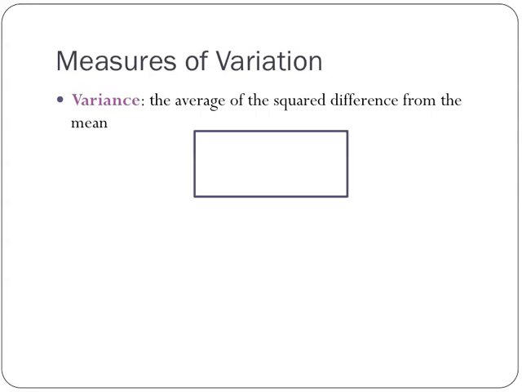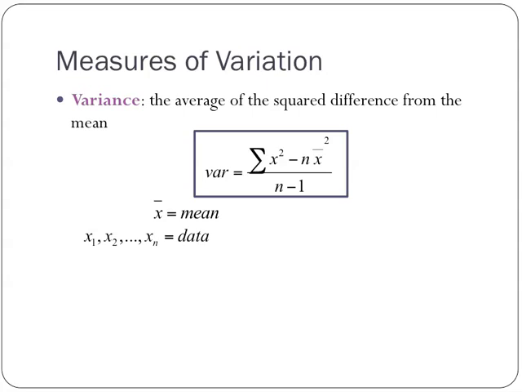So here is the formula for it. We have the sum of all x squareds minus n times the average of all the x's squared, all over n minus 1. Just as a reference here, x with the bar over it means the average or the mean, the arithmetic mean. x1, x2, all the way up to xn, those are the data points. And then n is the number of data points.